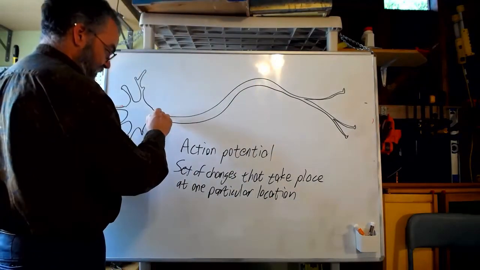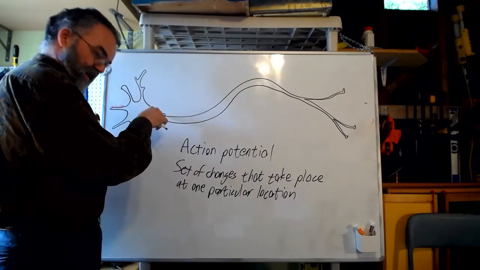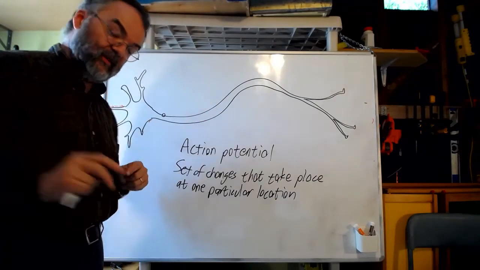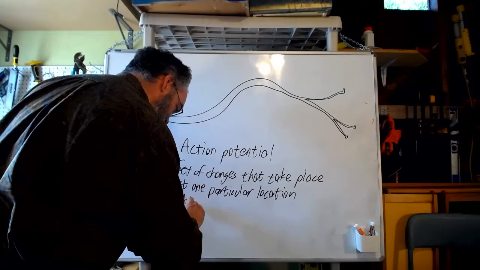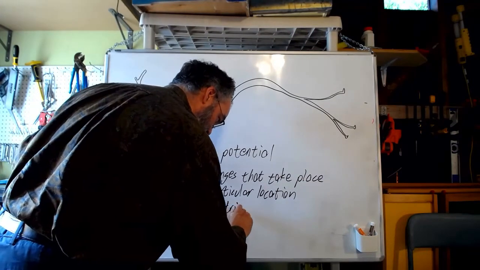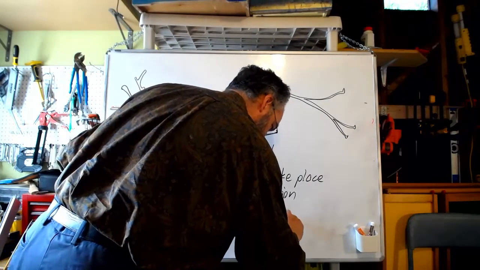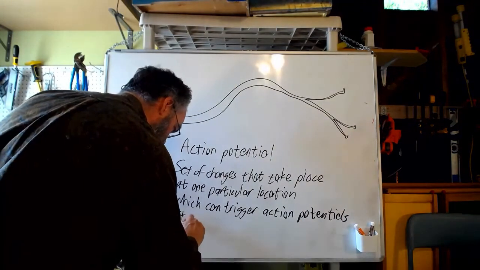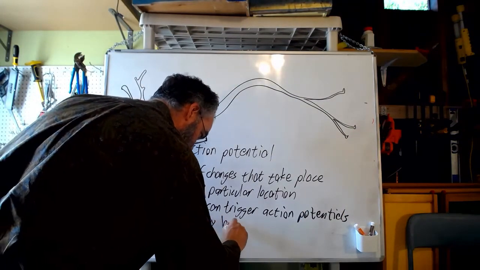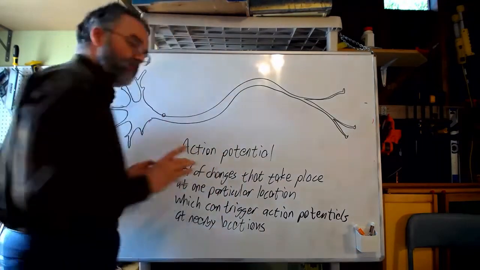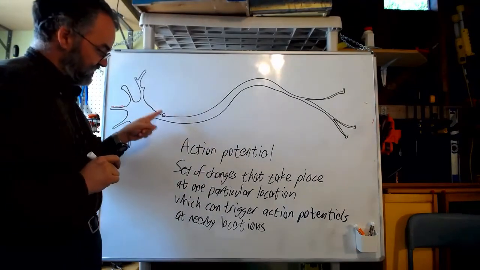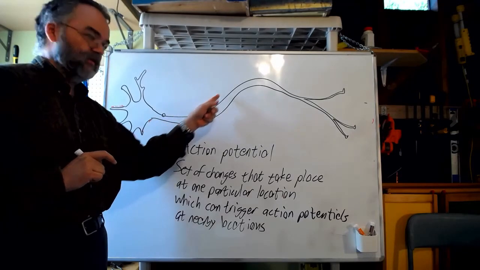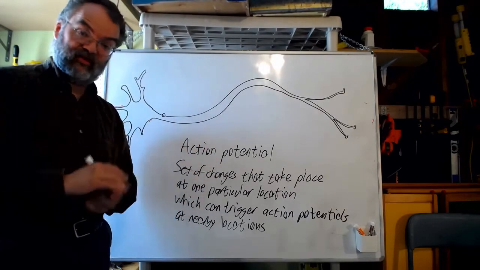So I could look at a spot and say an action potential happens there. And that action potential can trigger other action potentials at nearby sets of membrane. So this can trigger action potentials at nearby locations. So that's one way to think of it. An action potential is a set of things that happen here that can trigger another action potential here, that triggers one here, that triggers one here, and so on. And that can go as long as there's membrane that can have action potentials.